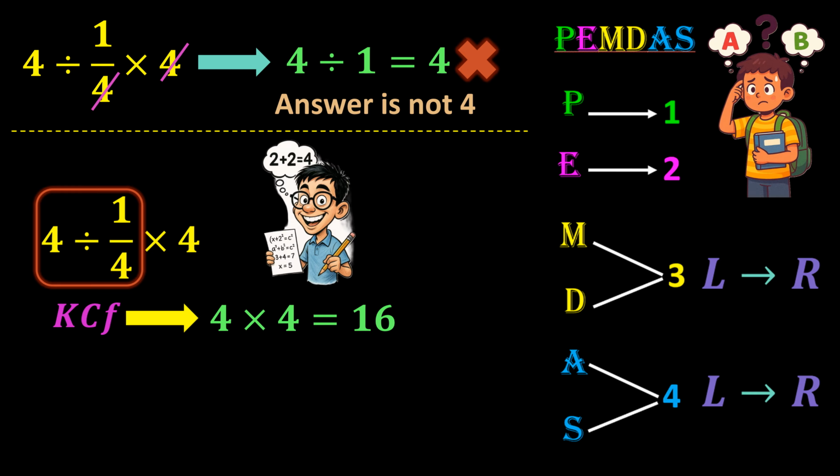Following the KCF rule, we retain 4, and the division sign transforms into multiplication. We then invert 1/4 to obtain 4. The product of 4 and 4 results in 16, and consequently, 16 multiplied by 4 yields 64.